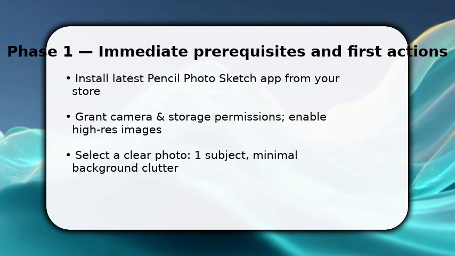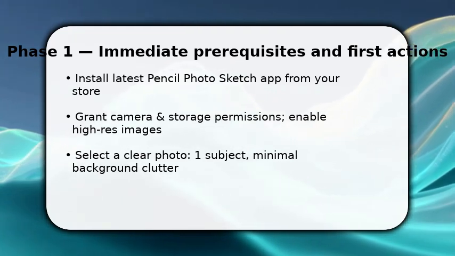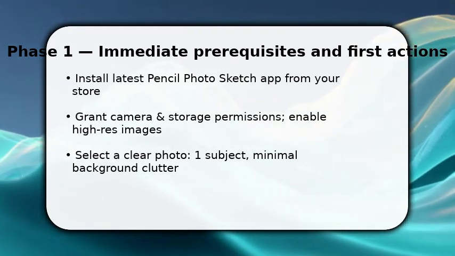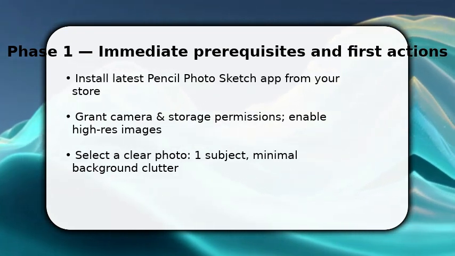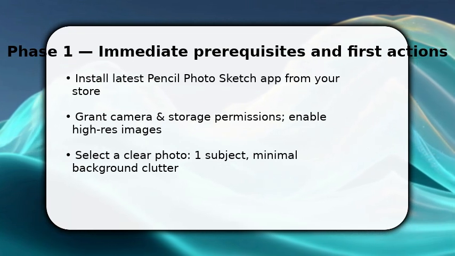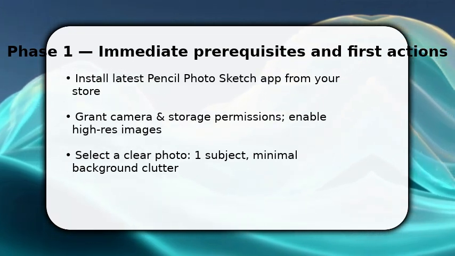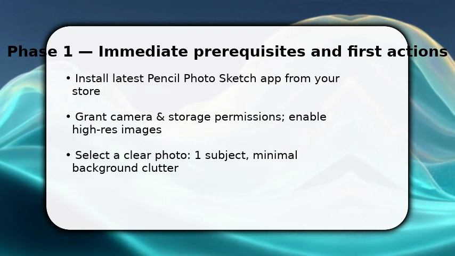You start by opening the updated Pencil Photo Sketch app and choosing a photo. Make sure it's high resolution and centered. Tap Edit, then select Sketch Mode. This primes the algorithm to detect edges. Once done, adjust the crop and exposure sliders for contrast so lines read cleanly.